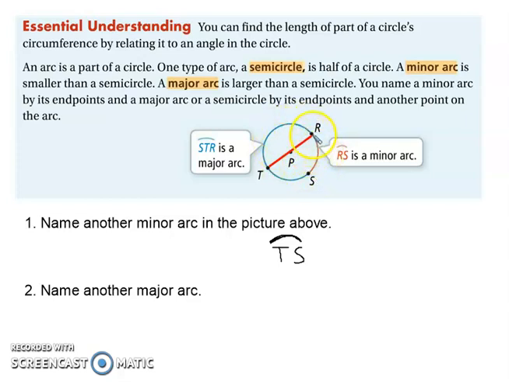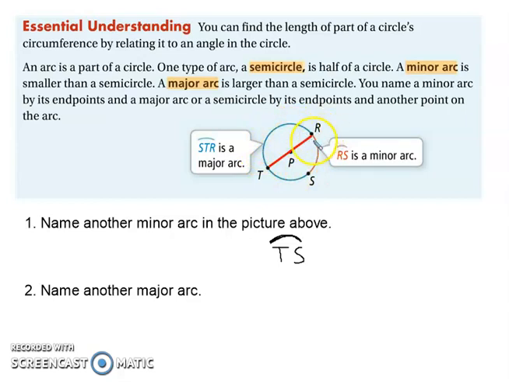So in order to designate the major arc, I use another point to specify that I'm going to go through there before I go to S. So if I go from R to T to S, or from S to T to R, that is a major arc, and the T in the middle tells us that we're going to have to go through T on the way to R.